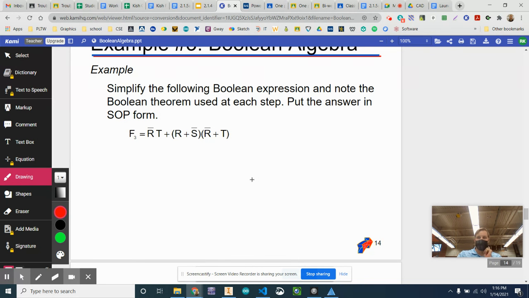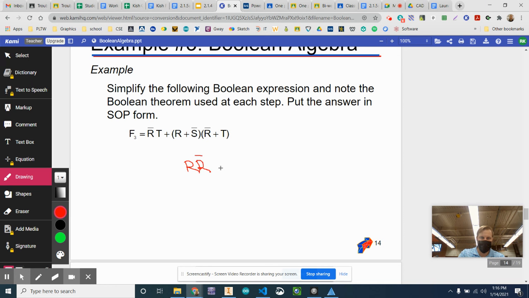Right. So let's take a look at this one. All right. Right off the bat, we can see there's some similar letters, but there are no real groups here that are directly similar that we can reduce. So even though it's going to look bigger for a minute, we are going to want to FOIL this out, okay? So we're going to end up with R not R.